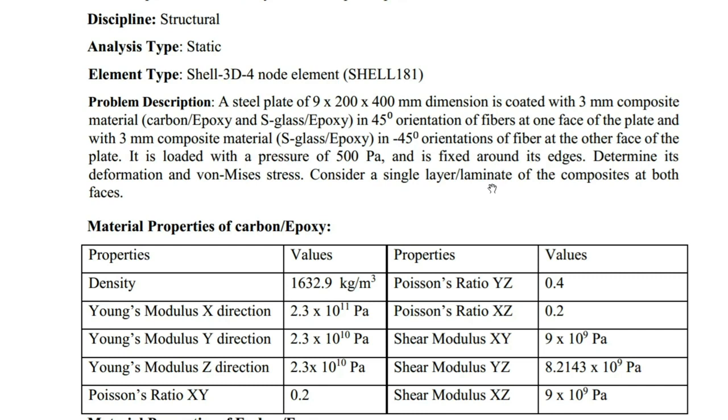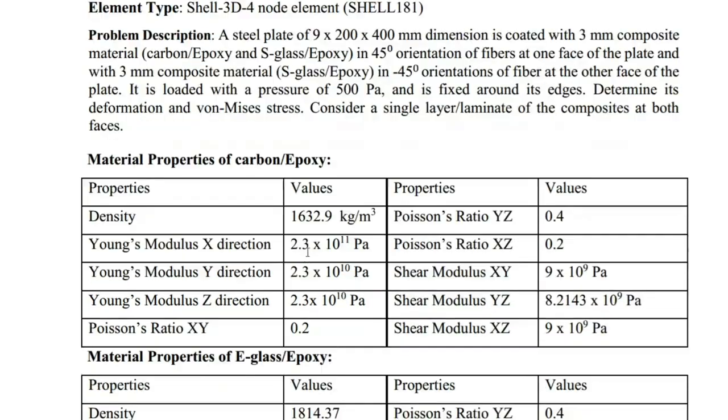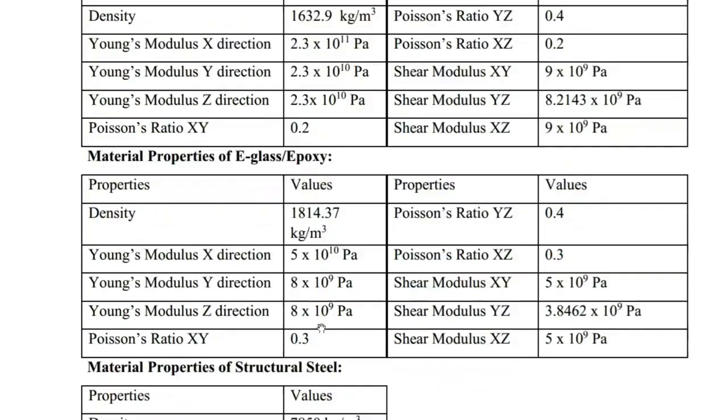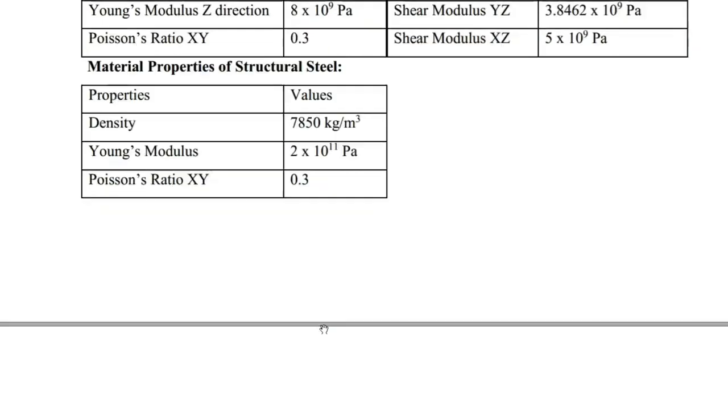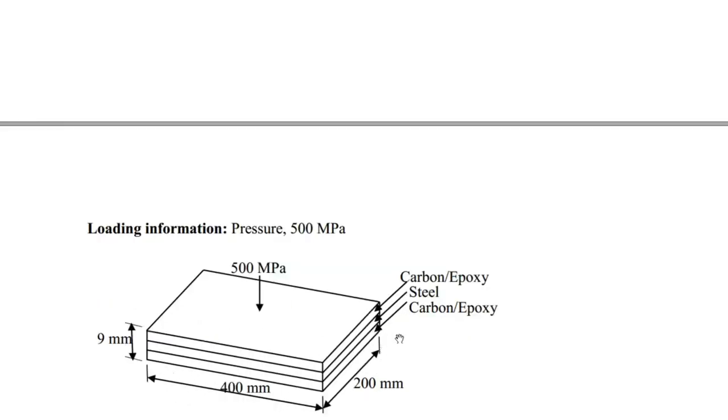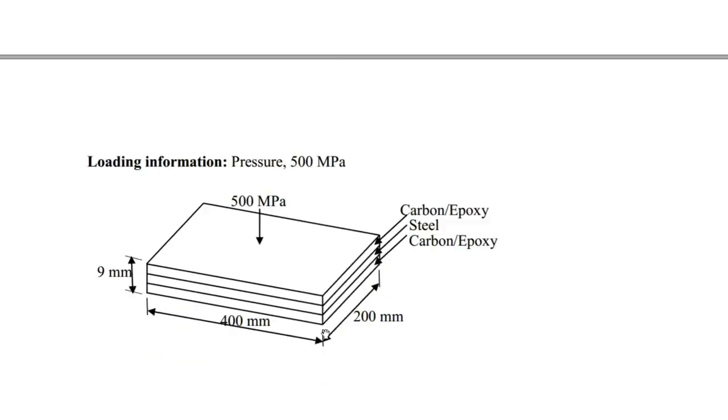As you see, the properties of carbon epoxy, glass epoxy and structural steel are given, and also the loading condition. As you see from the diagram, the center one is steel and the upper is carbon epoxy with 40 degree fiber orientation, and the lower one is carbon epoxy with minus 40, S glass with minus 45 degree fiber orientation. In this video I'm going to show you how you can do this step by step.